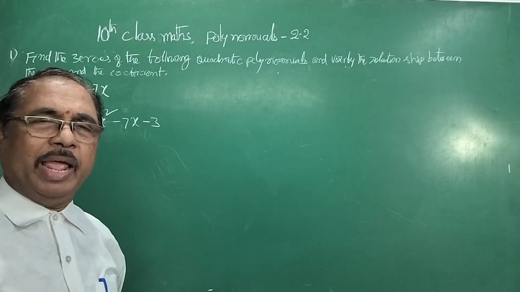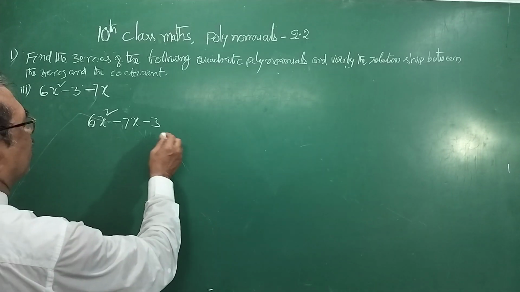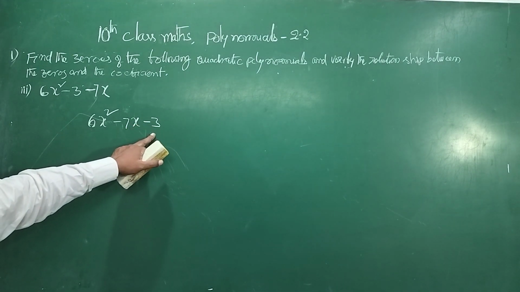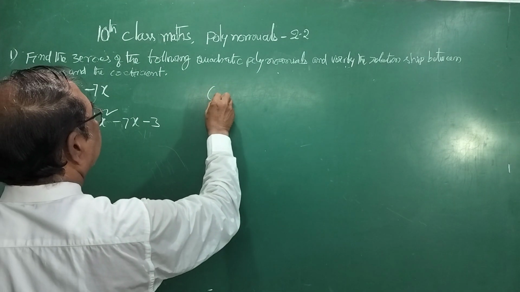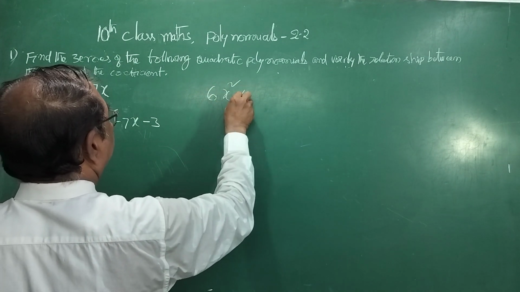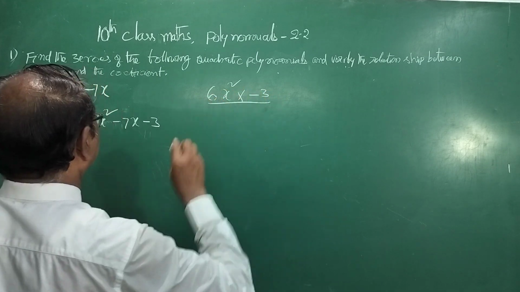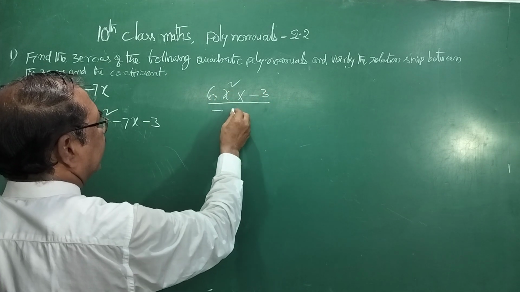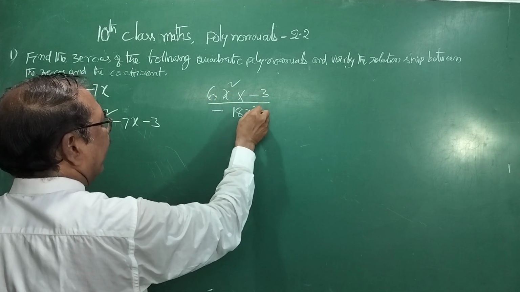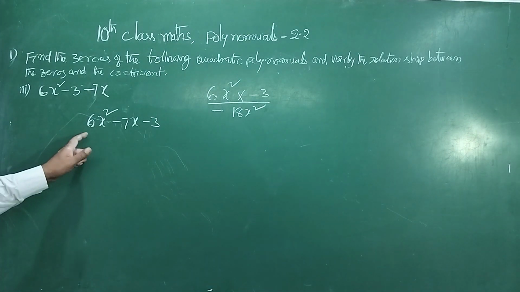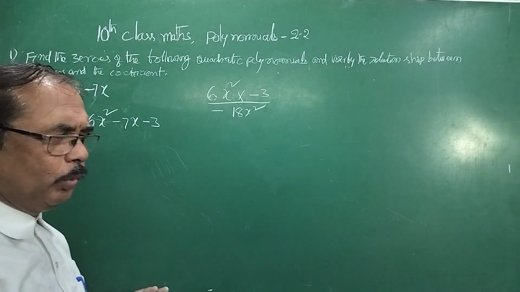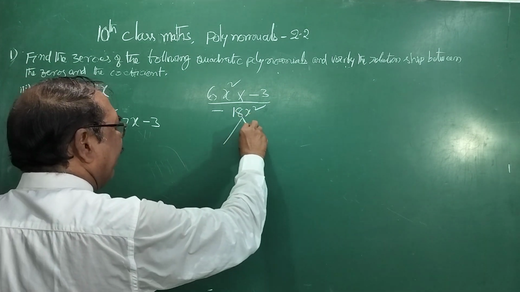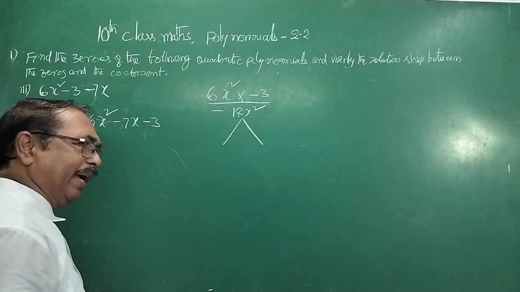For this quadratic polynomial, we have to find the zeros. There is some pattern. As per the pattern, let us find. What is this pattern? First term, that means the x square term, and the last term, you have to multiply. You see, 6x square into minus 3. Let us multiply: minus 3 into 6x square, minus 18x square. We got 18x square when we multiply. Now what we have to do? We have to separate this into factors.